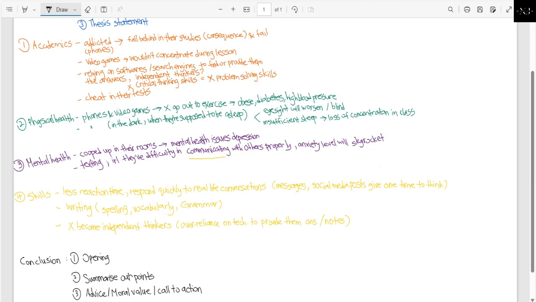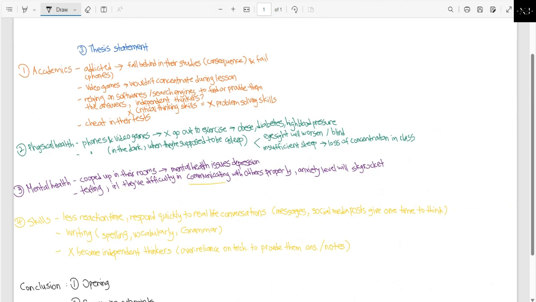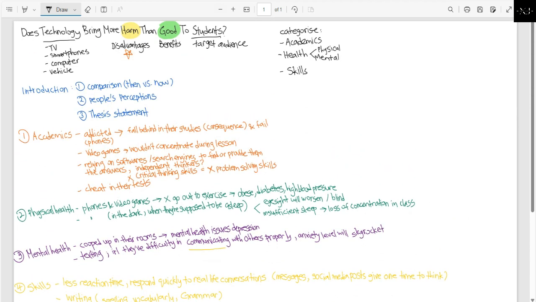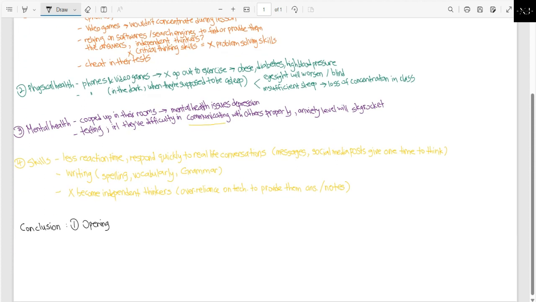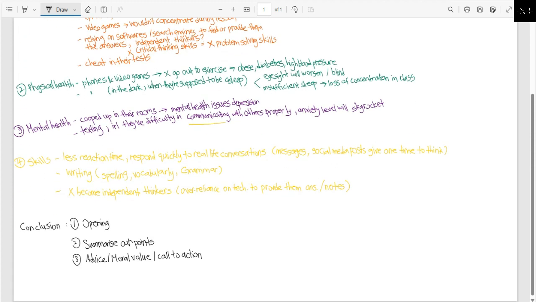Summarizing our points is very simple because just now we have our 4 points right here: academics, physical health, mental health, and skills, right? So we can mention something along with the title once more. Maybe something along the lines of, even though technology has brought various convenience to mankind, students must be aware of the disadvantages that come along with it if they are not careful, as technology could affect them in terms of their academics, physical and mental health, as well as obtaining certain skills that will be helpful to them in the future.